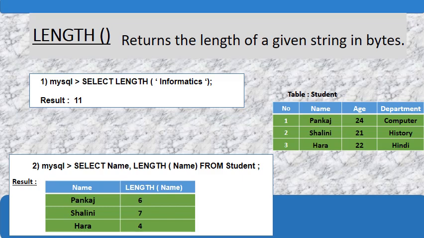So the first one is Pankaj. Pankaj contains 6 characters. So the length of the name is 6. Second name is Shalini. That contains 7 characters. So the length of the second name is 7. And Hara contains 4 characters. So the length of Hara will be 4.